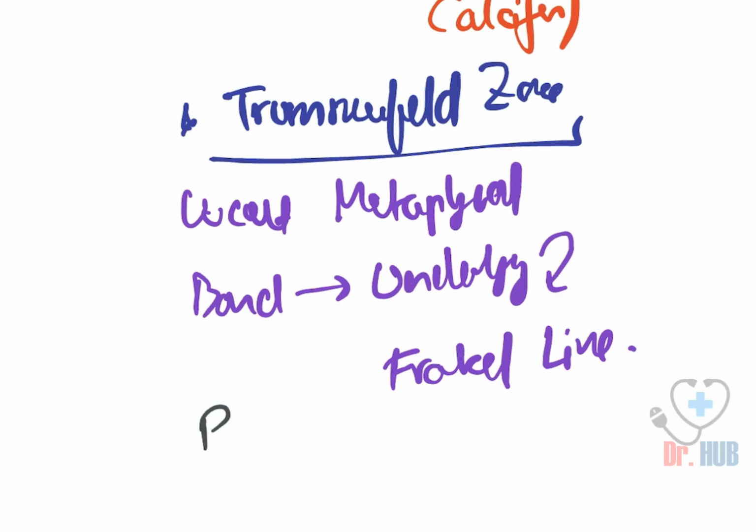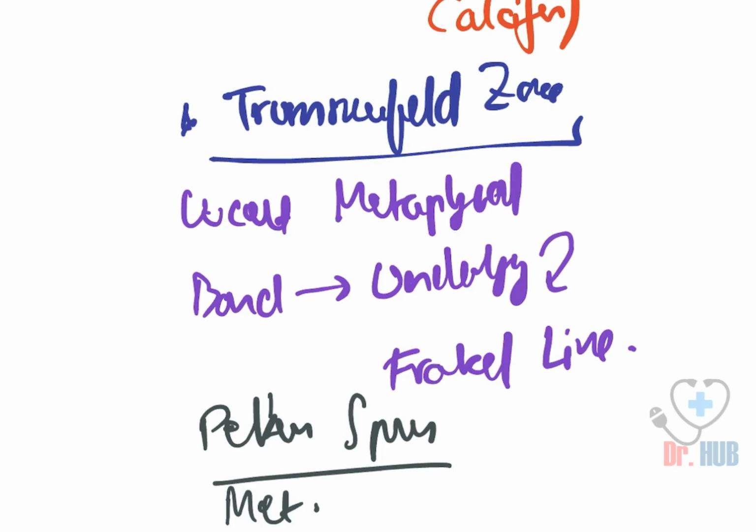Next we see is the Pelkin spur. What is a Pelkin spur? Pelkin spur is a metaphyseal spur, and it results in cupping of the metaphyses.